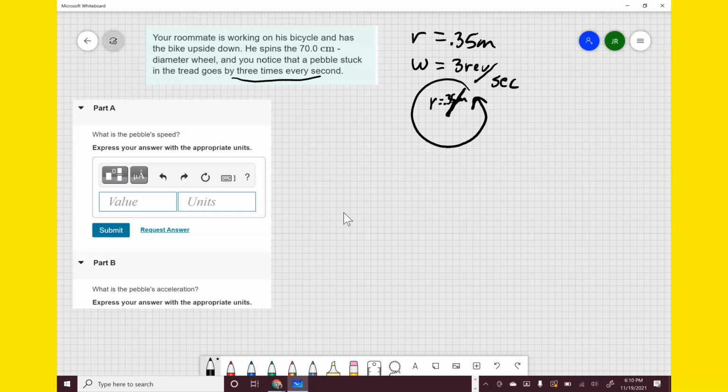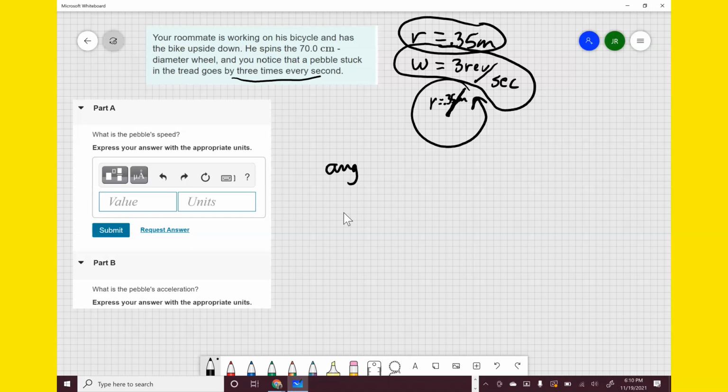Part A asks for the pebble's speed. So I believe that's asking for the linear speed of the pebble. So if the pebble were to come out of the tire at a particular moment, what linear speed would it be going? We can get that if we know the angular speed and we know the radius.